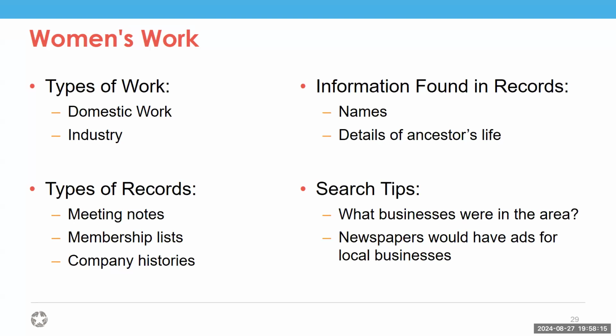Or they had a union group that you could go and find, even if they were just the secretary and they're the one taking the minutes. That might be information that you could find. So just consider what sort of businesses were in the area. You can always search through newspapers for ads for local businesses. If you know there was just one school in the area and your ancestor was a teacher, you might be able to narrow down and see if you could find any records from that.